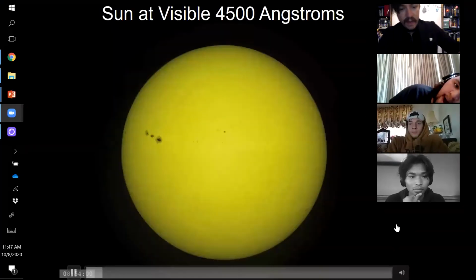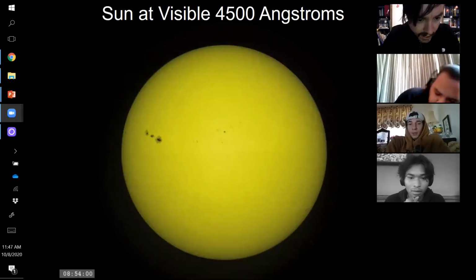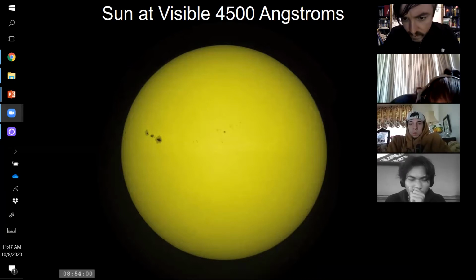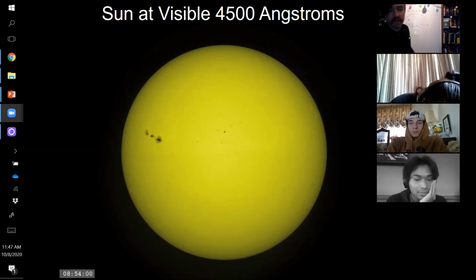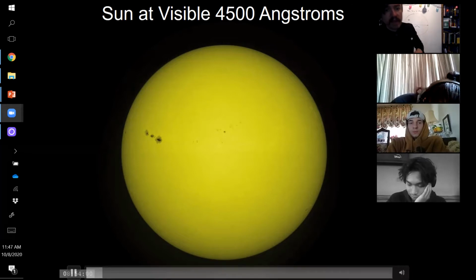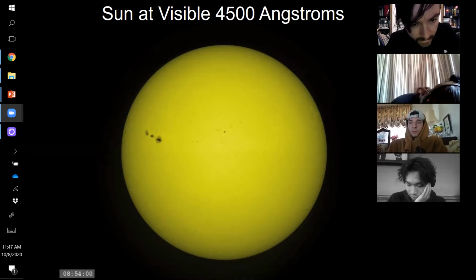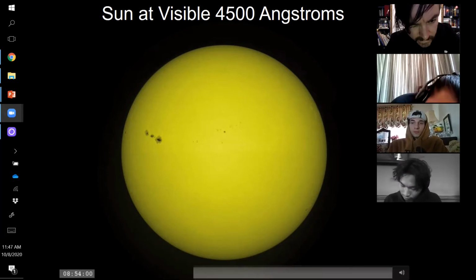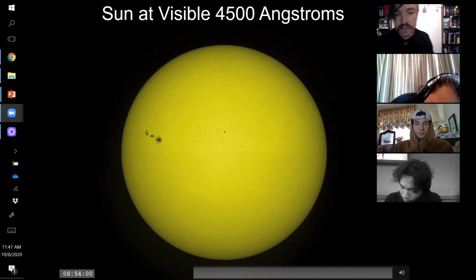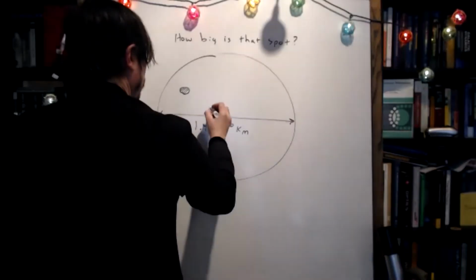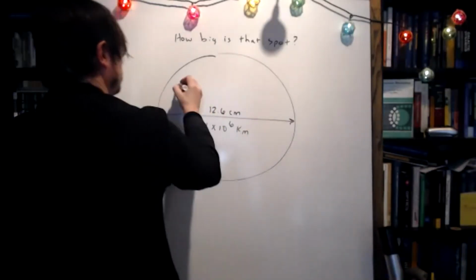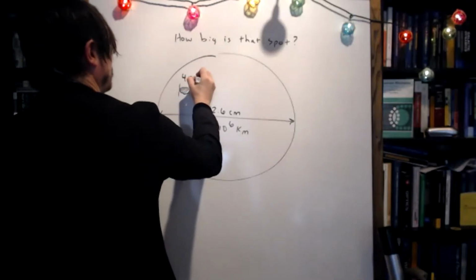So here I go. I'm going to share screen. I'm going to look at that sun. Now, guys, write these numbers down for me. When I measure the diameter of the sun, it's 12.6 centimeters, okay? And the size of the sunspot is 4 millimeters. So this is 12.6 centimeters. This guy is maybe 4 millimeters.